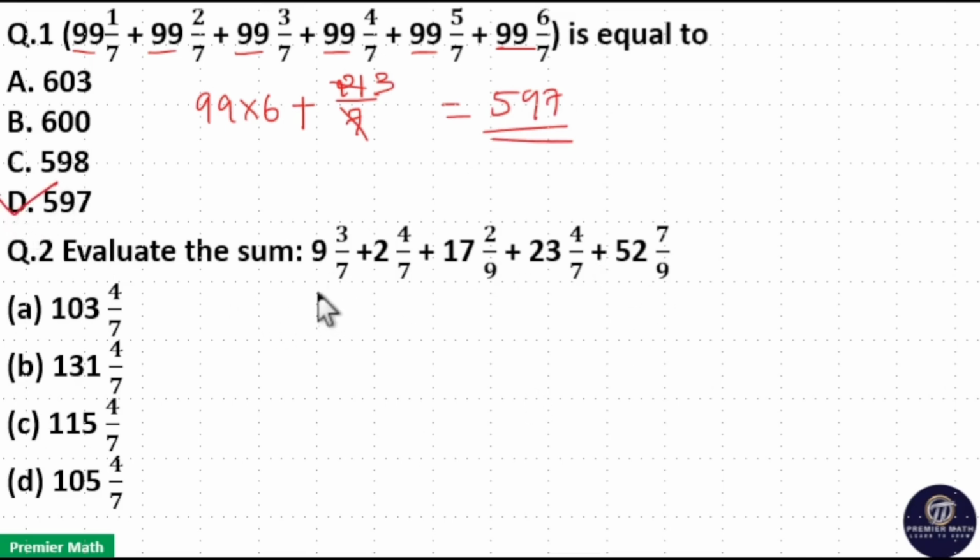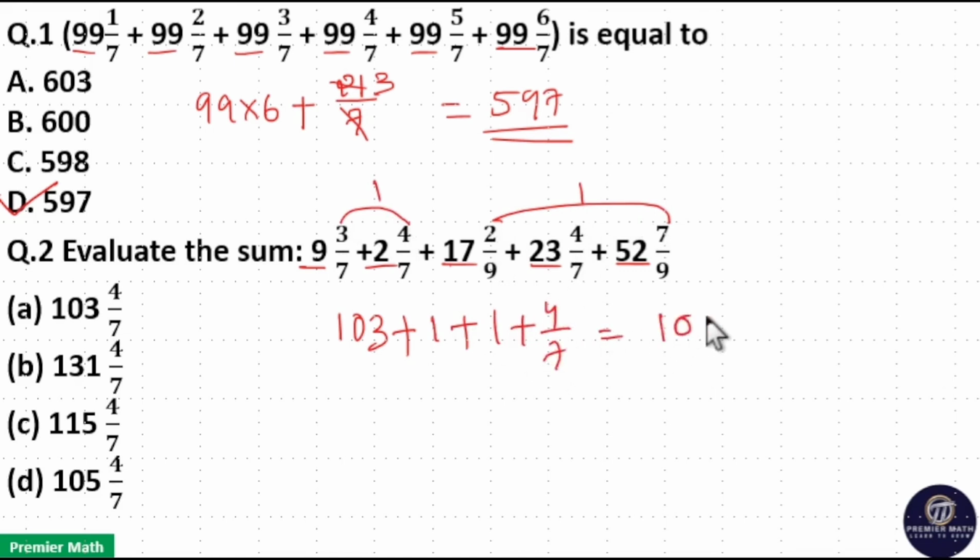Now next, add the sum of integers. Here 17 plus 23 is 40, 40 plus 52 is 92, 92 plus 2 is 94, 94 plus 9 is equal to 103. Now add the fractions. Here 3 by 7 plus 4 by 7 is equal to 1, and 2 by 9 plus 7 by 9 is equal to 1. Then we have 4 by 7. So total is equal to 105 plus 4 by 7, which is 105 and 4 by 7. Option D is your answer.